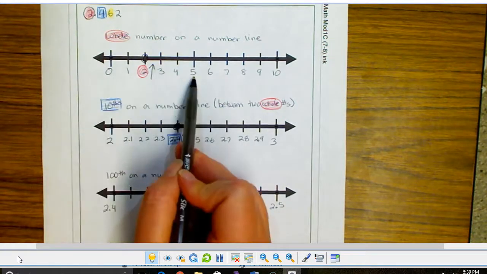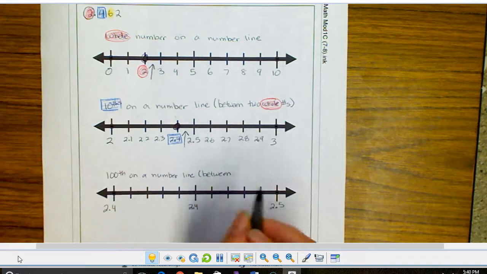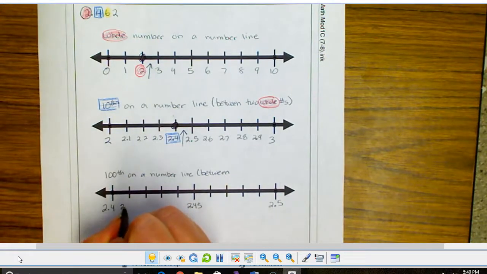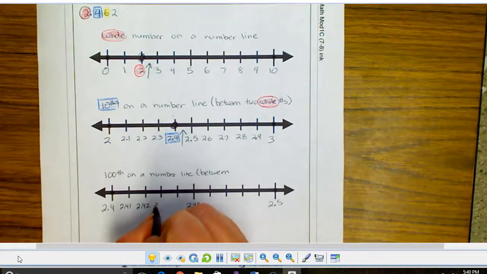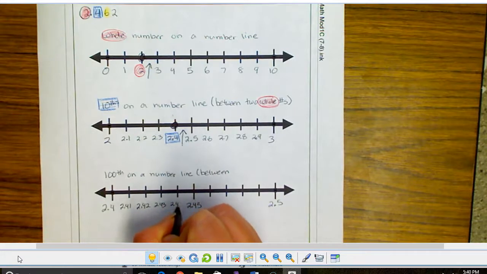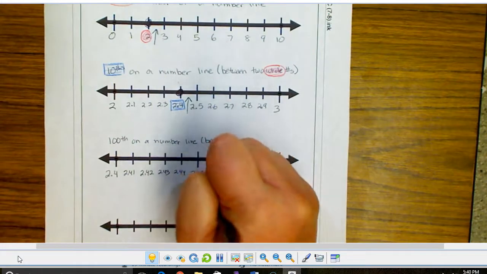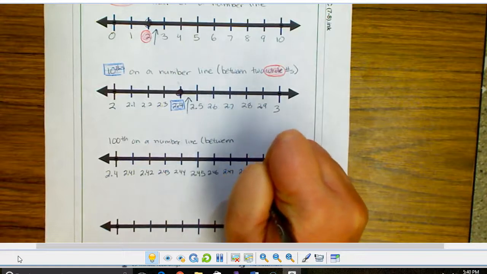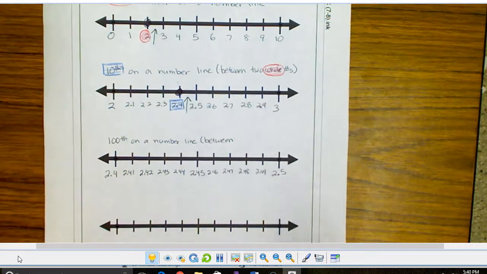Okay, so we had 0 and 5, 2.5, 2.4, and 5, 2.45. Okay, so this is like 2.40. So we've got 2.41, or 2 and 42 hundredths, 2 and 43 hundredths, 2 and 44 hundredths. There's our midpoint, 2 and 45 hundredths. Then we have 2 and 46 hundredths, 2 and 47 hundredths, 2 and 48 hundredths, 2 and 49 hundredths, and 2 and 5 tenths, or 2 and 50 hundredths.